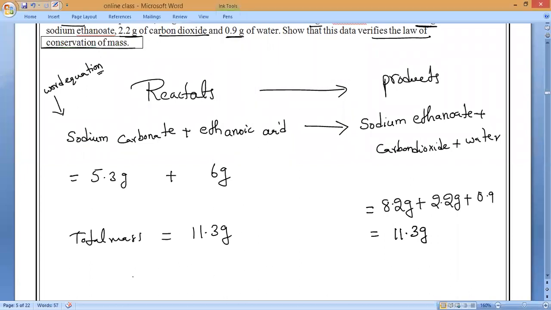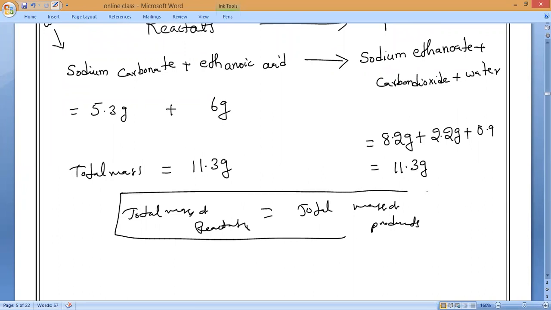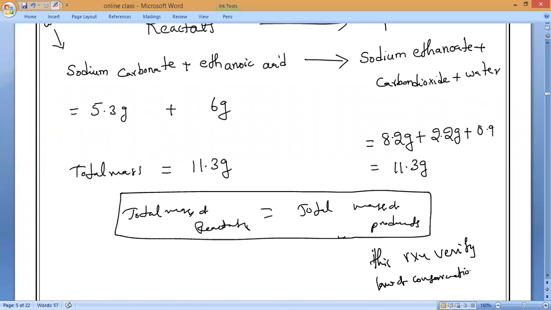So now, total mass of reactants is equal to total mass of products. Is it satisfying? Is it verifying the law or not? What law is it verifying? This reaction verifies which law? Conservation of mass. Yes, conservation of mass. That is what you have to write.